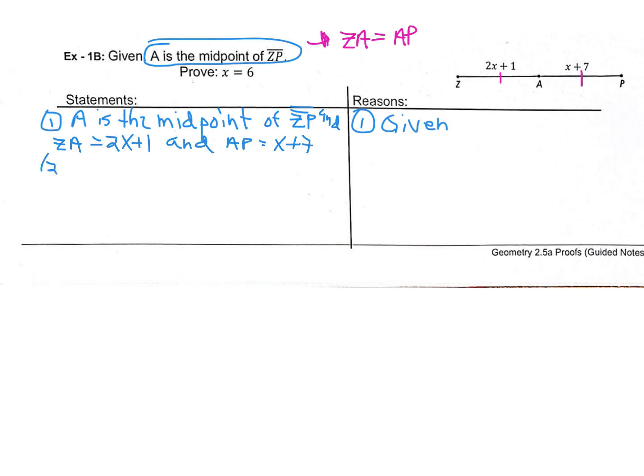So then statement 2, our conclusion from A as the midpoint, is that ZA is equal to AP. You cannot put 2x plus 1 equals x plus 7 in statement number 2. You have to have this statement first. And so our reason for this is definition of a midpoint. If you used a congruency statement, you could have used the midpoint theorem.